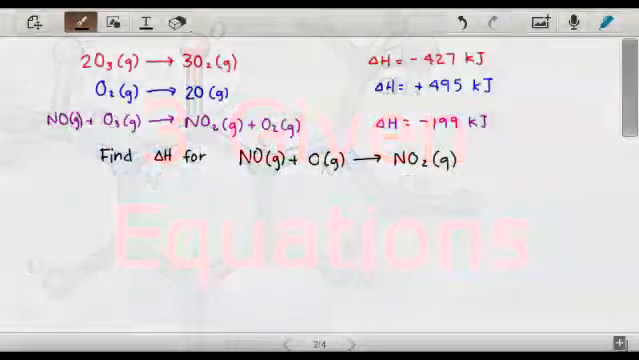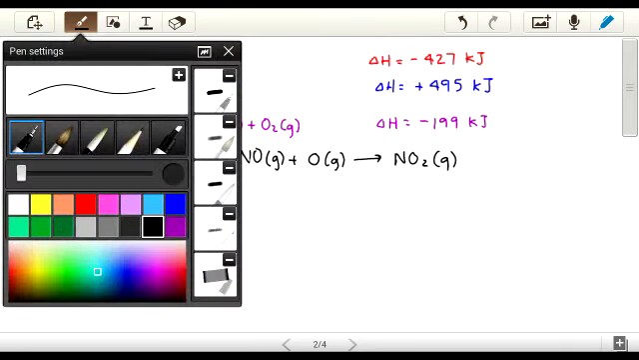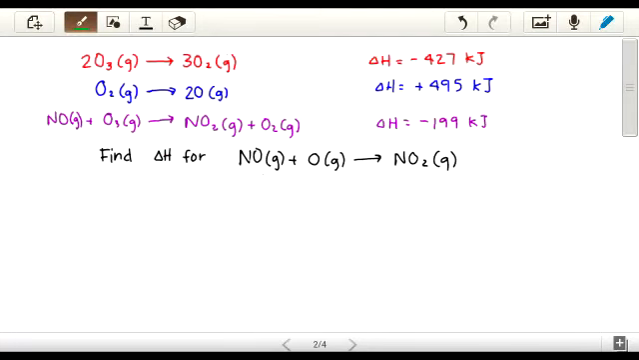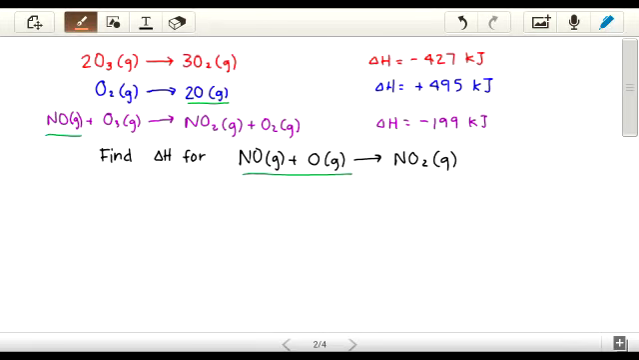Next example we're going to do is one with 3 equations given, and we're going to find the change in enthalpy for NO plus O to NO2. So first we're going to make sure we know which ones are the reactants and which ones are the products. So NO and O are both reactants, so we find those in the original equations. O is a product in the second blue equation, and NO is a reactant in the third purple equation. And the reactant of the original equation is NO2, which is on the right side for the purple equation, so we're all set there.